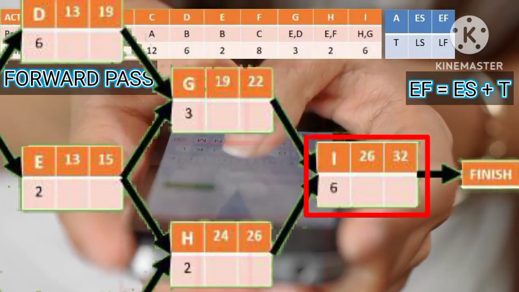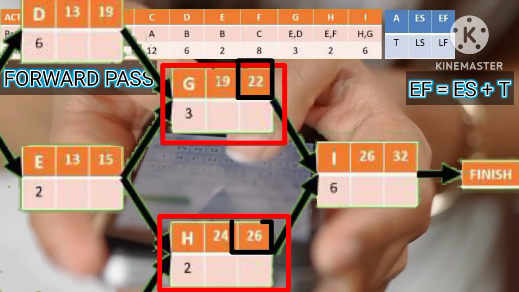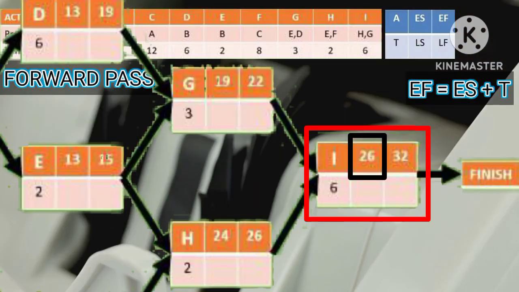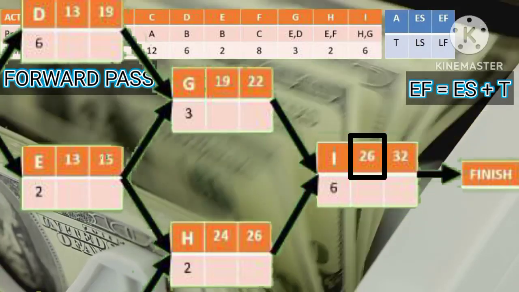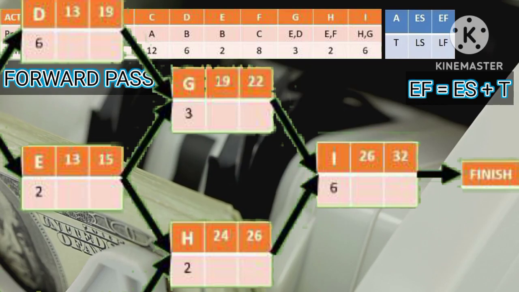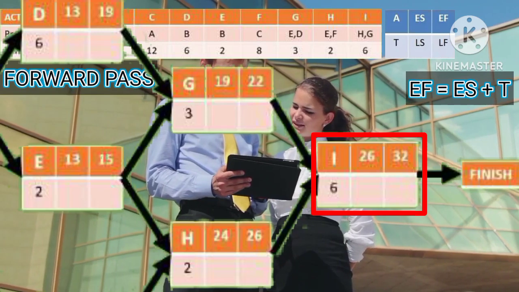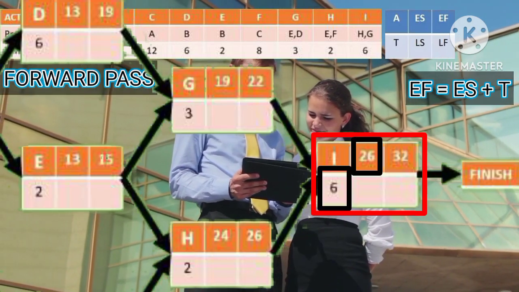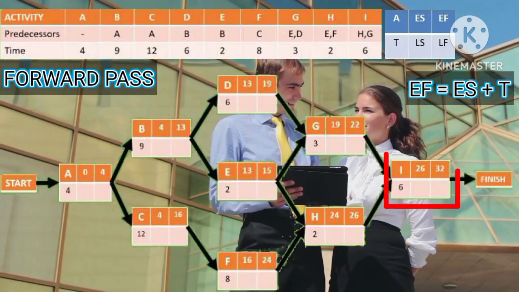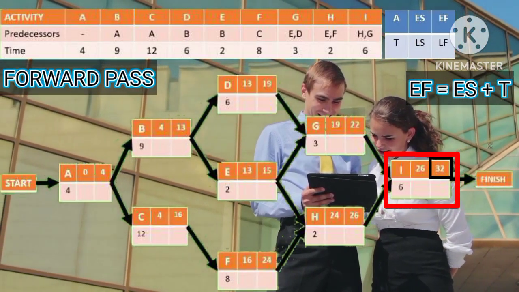Then I needs G and H. Since the earliest finish times of G and H are 22 and 26, the earliest start time of I is 26, because it is the highest earliest finish time. Since the activity time of I is 6, the earliest finish time of I is 26 plus 6 equals 32. Because activity I is the last and has the highest earliest finish time, the project completion time is 32 weeks.